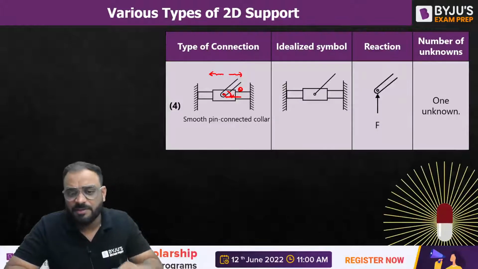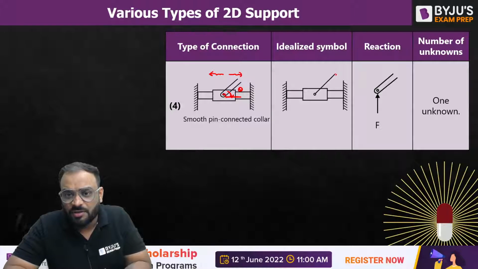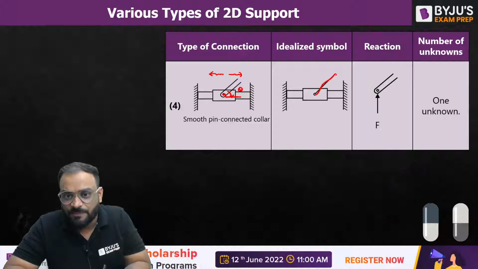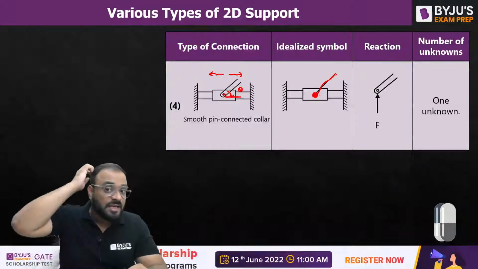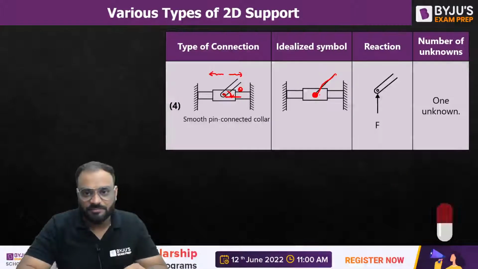Guys, it is very simple. The same type of figure you have to draw, but you need to draw this particular member as a line or as a line member like this. And again, you need to draw a pin. Clear? Now the question is, how many reactions can develop over here?